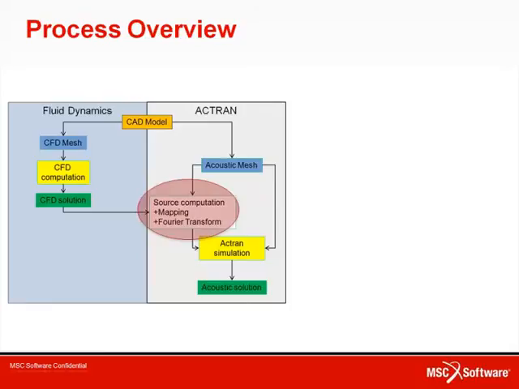Then, the acoustic engineer will perform the transfer of information from the unsteady CFD results to the acoustic mesh. And this involves two steps. First, the Lighthill source term is computed and mapped on the acoustic mesh in the time domain. Then, because Actran is a frequency domain solver, the source term is converted from the time domain to the frequency domain using a direct Fourier transform. And then the final step is the Actran computation based on the acoustic mesh and on the source term to produce the acoustic results such as the sound pressure level at any point or the global radiated power by the system.